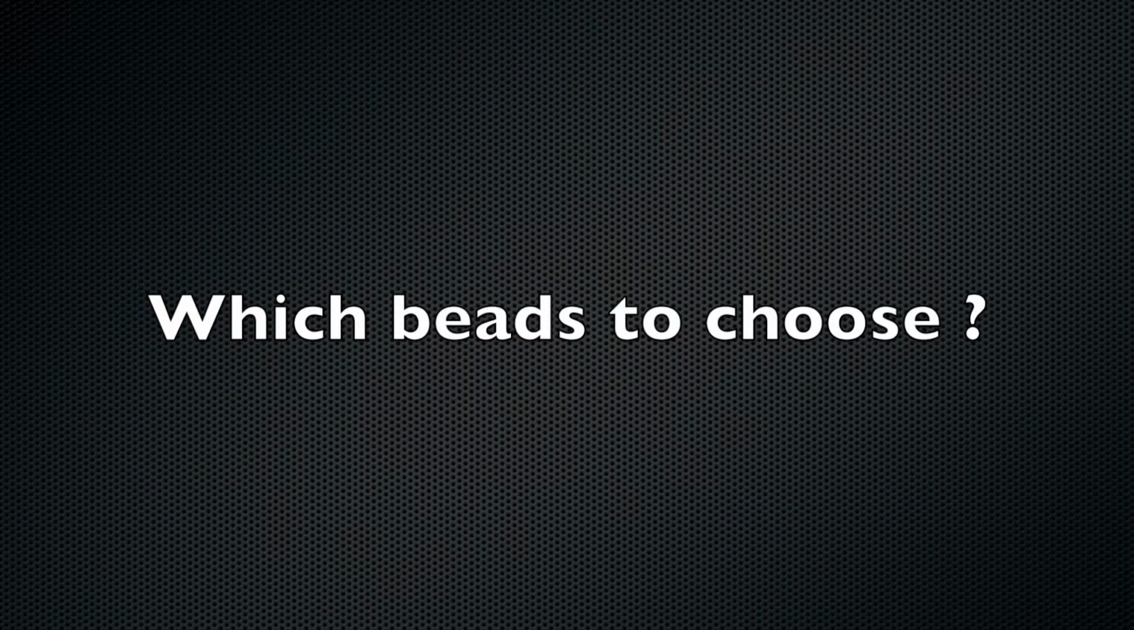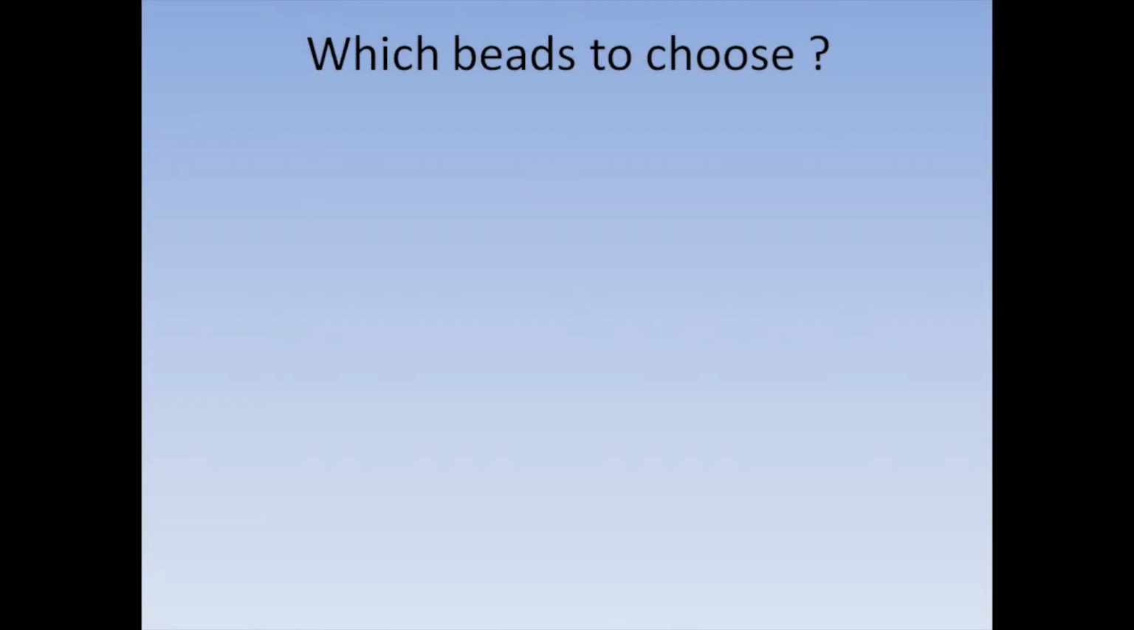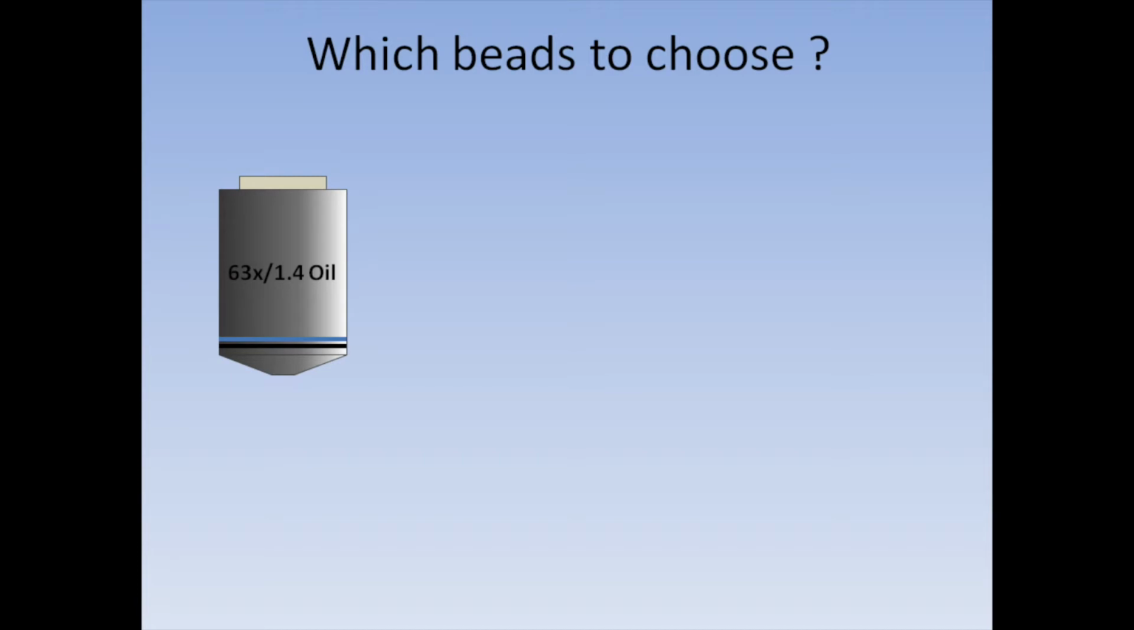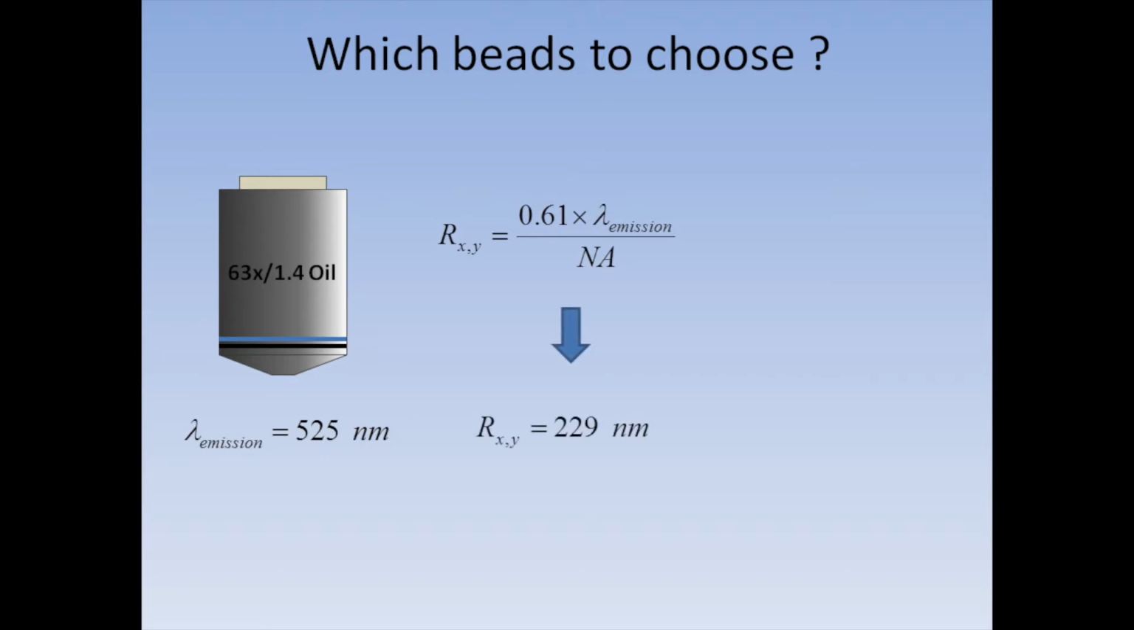Which beads to choose for the characterization of our objective? Let's take as an example a 63x oil immersion objective, 1.4 numerical aperture. For a given wavelength of 525 nanometers, the midpoint of a typical green channel detection, the theoretical lateral resolution is 229 nanometers for a wide field microscope. The appropriate size of the beads here has to be lower than this value. So we will use beads of 170 nanometer diameter.